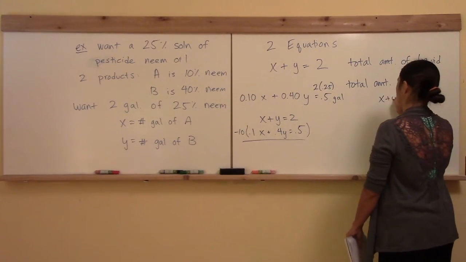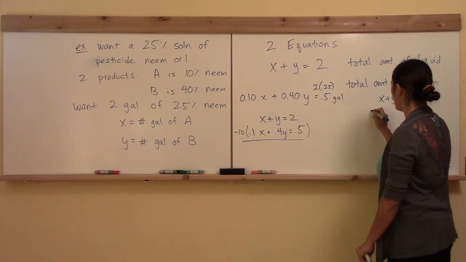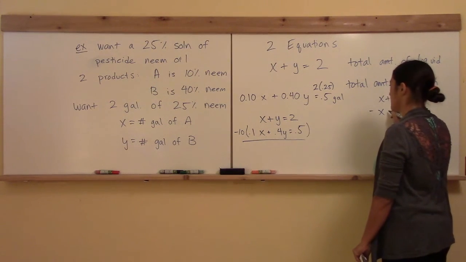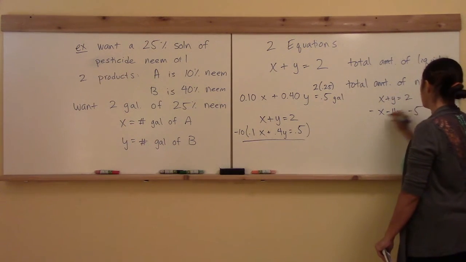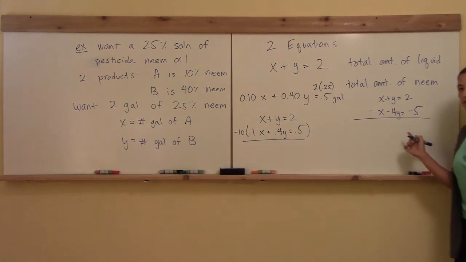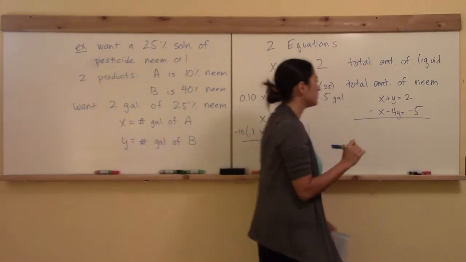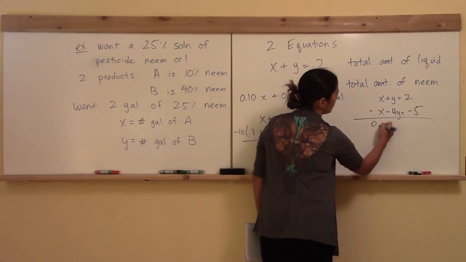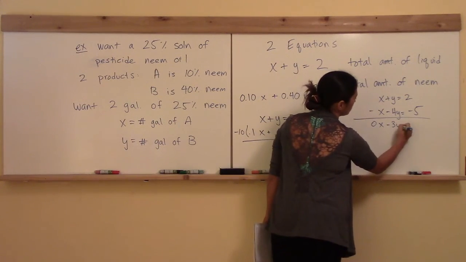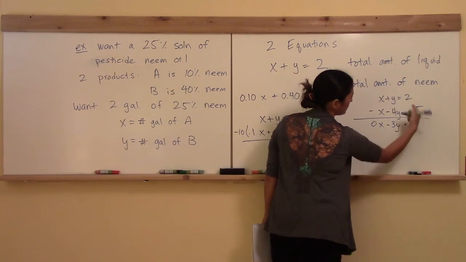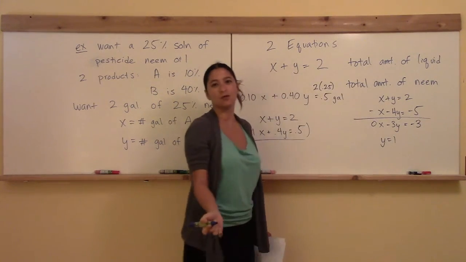The first one was, again, X plus Y is 2. And now we're going to have minus 10 times 0.1, so that's minus X, and then minus 4Y, and then minus 5 over there. If I add these together now, I'm going to eliminate the X variable. That's what I was after. So I've got 0X, and then 1Y minus 4Y. Careful there with the algebra, that's minus 3Y. And then 2 minus 5, that's minus 3. And so that tells me that Y is exactly equal to 1.